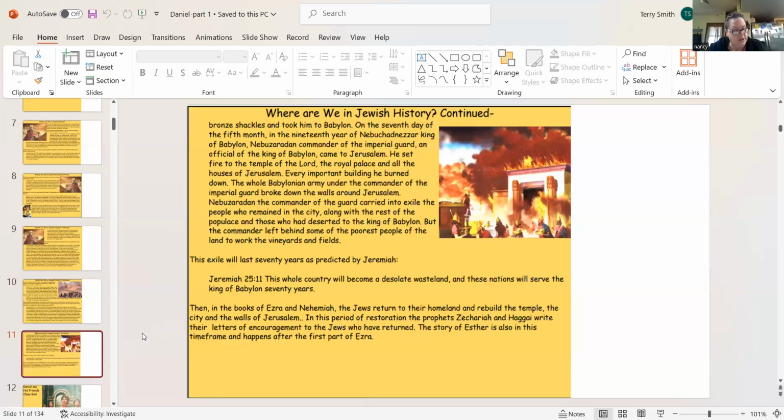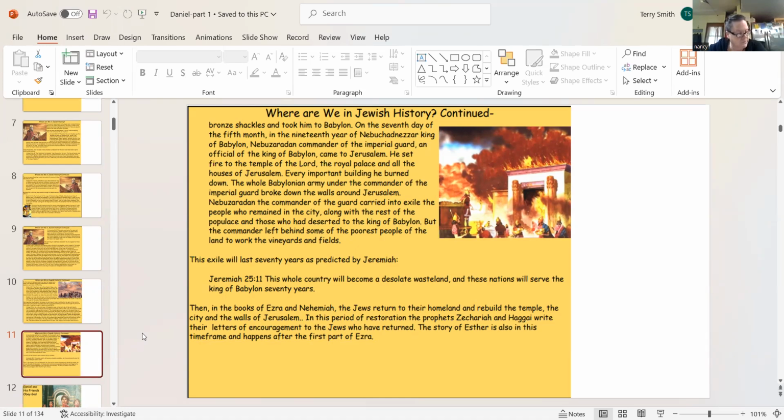On the 7th day of the 5th month, in the 19th year of Nebuchadnezzar, king of Babylon, Nebuzaradan, commander of the imperial guard, an official of the king of Babylon, came to Jerusalem. He set fire to the temple of the Lord, the royal palace, and all the houses of Jerusalem. Every important building he burned down. The whole Babylonian army, under the commander of the imperial guard, broke down the walls around Jerusalem. Nebuzaradan carried into exile the people who remained in the city, along with the rest of the populace and those who had deserted to the king of Babylon. But the commander left behind some of the poorest people of the land to work the vineyards and fields.